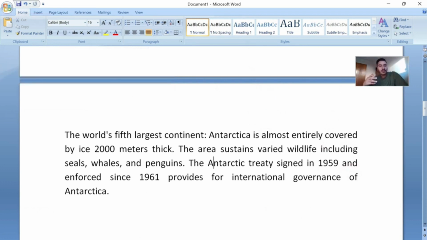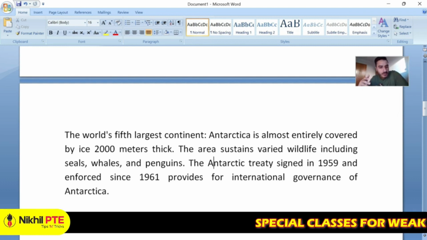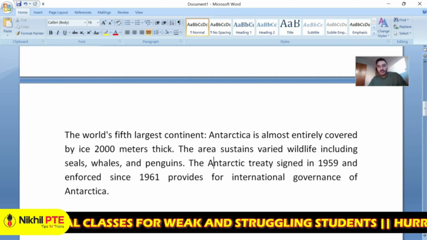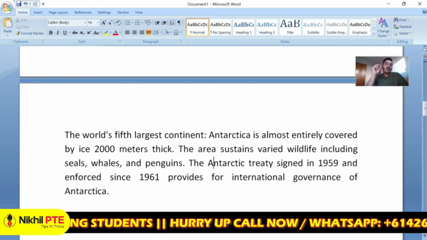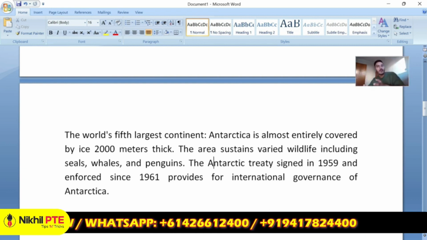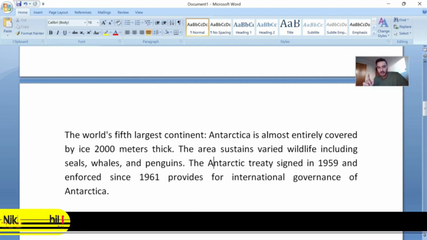For example, like the world's fifth largest continent, Antarctica, is almost entirely covered by ice 2,000 meters thick. The area sustains varied life, like this. So why are you doing it like this? You have to take a pause on full stop only. If the line is big, then you can take a pause in between, right? So how will you speak? Just take a pause on full stop or commas.